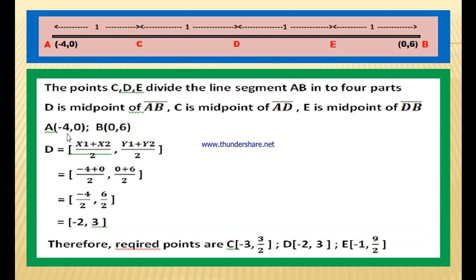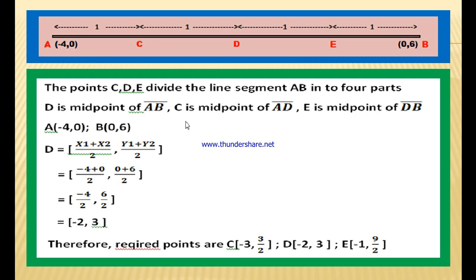Now coordinates of A are (minus 4, 0) and coordinates of B are (0, 6). The formula to find the midpoint is (x1 plus x2) by 2, (y1 plus y2) by 2. So minus 4 plus 0 by 2, 0 plus 6 by 2. Minus 4 plus 0 is minus 4 by 2, 0 plus 6 is 6 by 2. 2 into minus 2 is minus 4 and 2 into 3 is 6. So it is the point D (minus 2, 3).